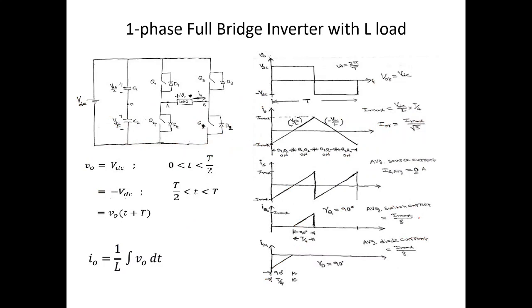Now the next load, that is the L load. In case of a pure inductive load, as I mentioned earlier, the current would rise linearly with the slope VDC by L during the positive half cycle, and it decreases with the slope minus VDC by L during the negative half cycle. So that is what is shown here. Assuming the initial current through the inductor is 0, this is the curve for the current through the inductor.